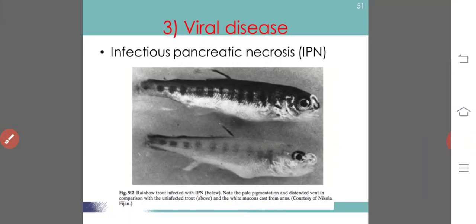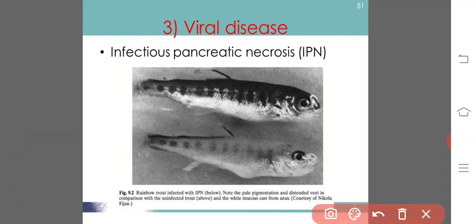Coming to the third one, infectious pancreatic necrosis, IPN. It is commonly found in trouts, usually Atlantic salmon and rainbow trout. They are easily susceptible to the disease. This disease causes high mortality. Mortality means death rate. It causes high mortality of the fry stage, fingerling stage, occasionally in the larger fishes too.